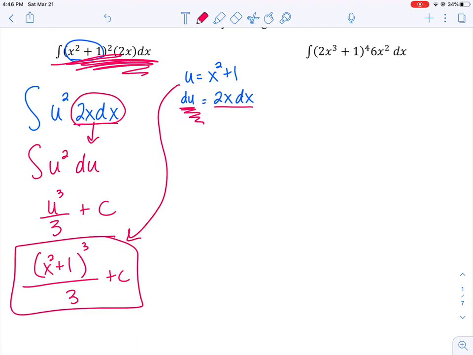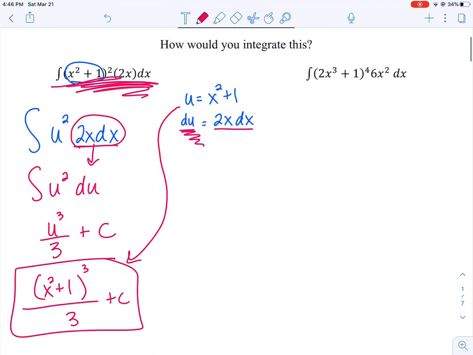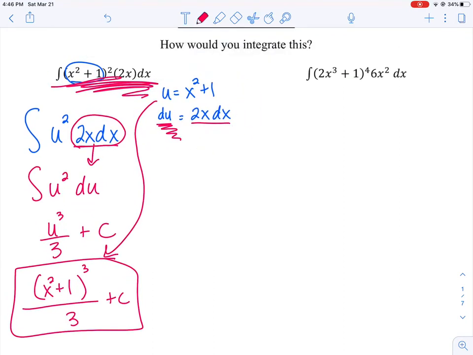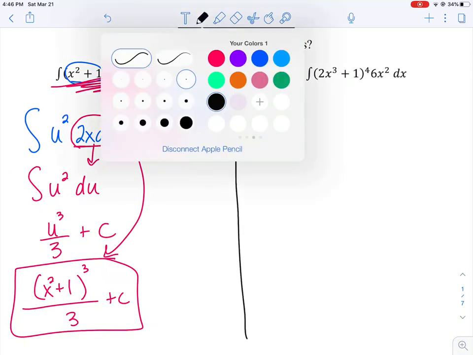I promise you, if you try to take the derivative of that, you would end up getting back what you started with. Try it. Make sure you use the chain rule and see if you get the same thing that you started with. Pretty cool, huh? Instead of having to FOIL it out a whole bunch of times. So then do the same thing with this second problem. Look at this second problem.